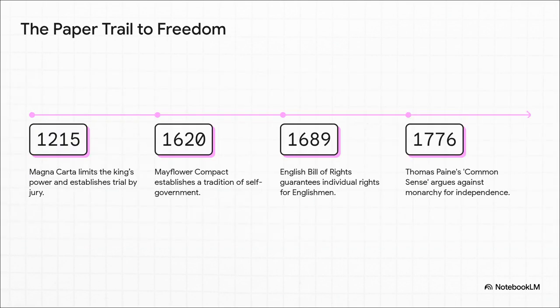And these weren't just theories in some dusty old books. These ideas were tested and fought for and written down over centuries. You can literally follow the paper trail to freedom. It starts way back in 1215 with the Magna Carta, the first time anyone really told a king, hey, you have to follow the rules too. Then you have the Mayflower Compact, where a small group of people basically said, we're going to govern ourselves. Fast forward to the English Bill of Rights, which laid out specific individual freedoms. And all of that set the perfect stage for Thomas Paine's pamphlet, Common Sense, which was like the final match that lit the fuse of the American Revolution.